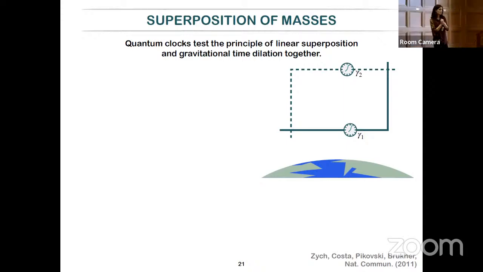And what we're going to do is to put it in an interferometric setup. Our goal is to test the consistency of two principles. One is gravitational time dilation, and the other one is the principle of linear superposition. We want to use them both and see what happens in a concrete scenario. So we have the Earth and we have an interferometer. Of course, this is a very theorist interferometer, where the clock can either take the lower path, gamma one, or the upper path, gamma two.